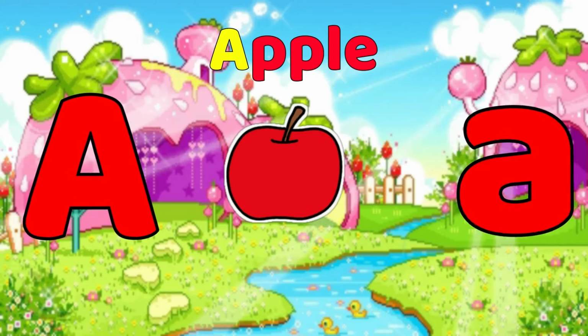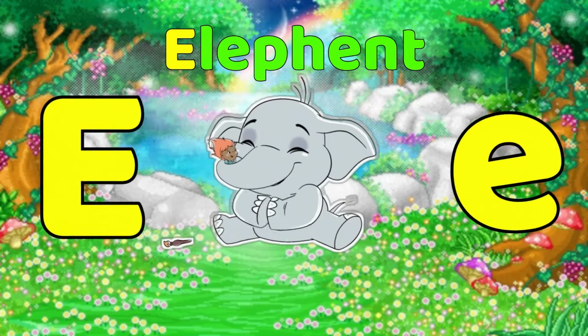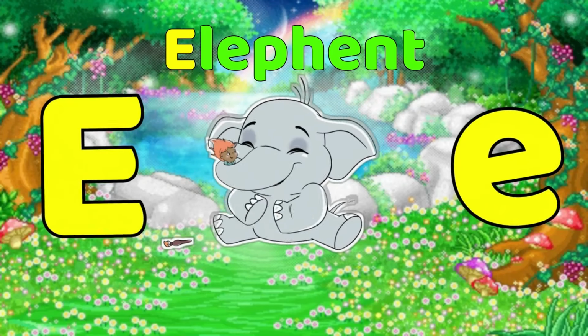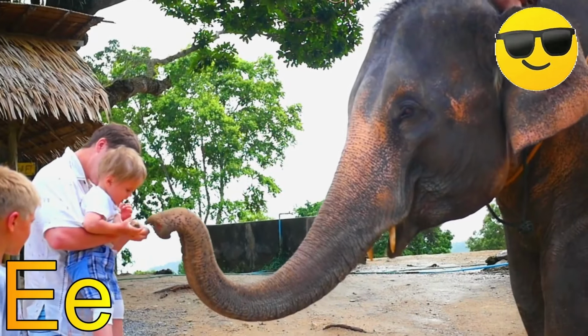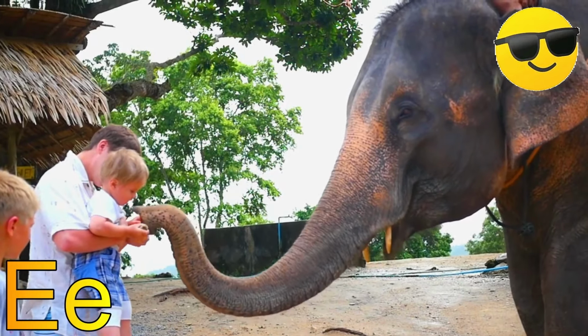D diamond. E is for elephant, e e elephant, e e elephant. F is for fairy, f fairy, f fairy. F fairy. G is for glasses, g g glasses, g g glasses.